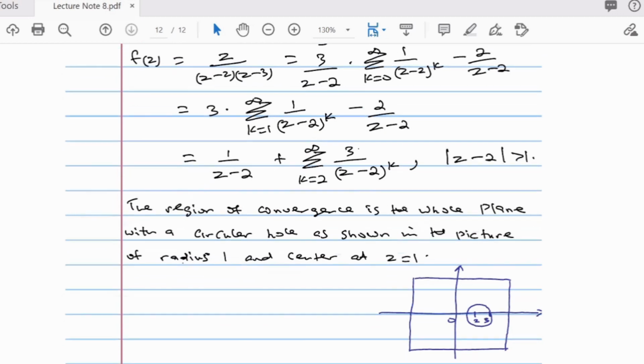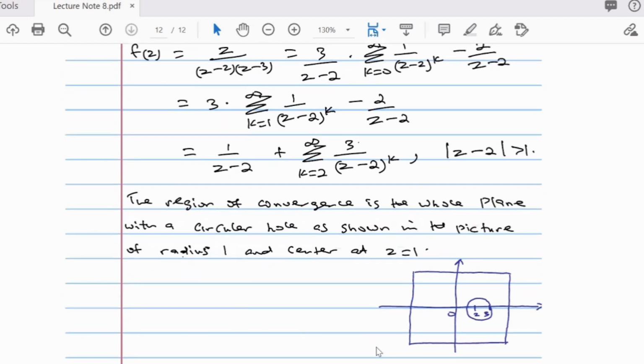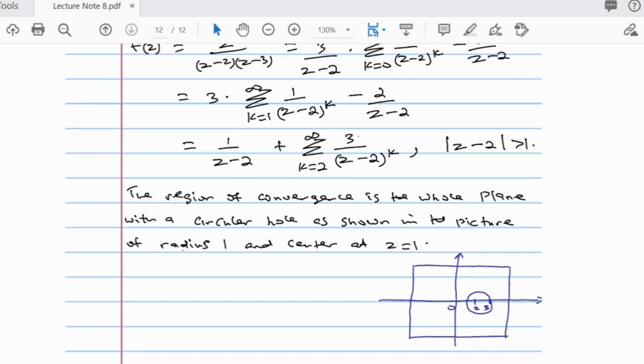The region of convergence of this series is the whole of the plane. It's all of the complex numbers except 2. So you just puncture the circle at this point, z not equal to 2. So this is the region of convergence of that particular Laurent series.